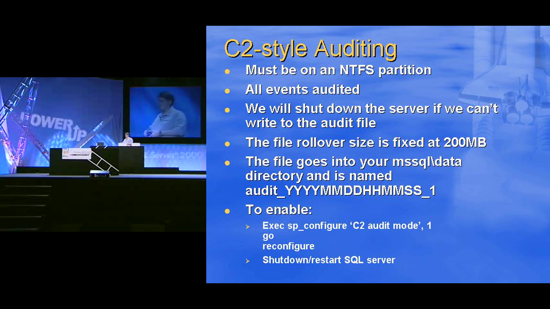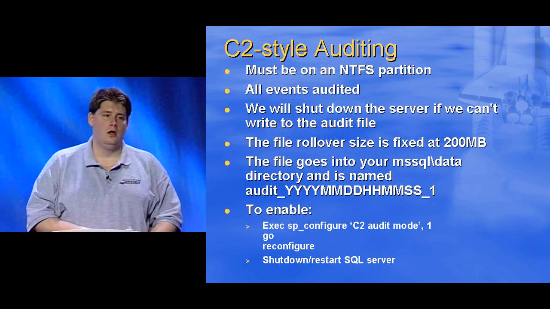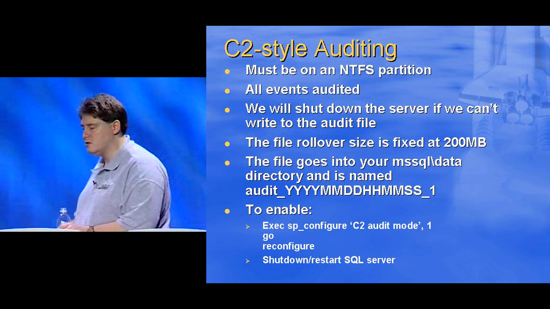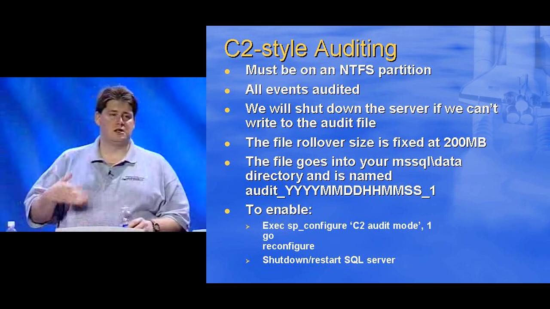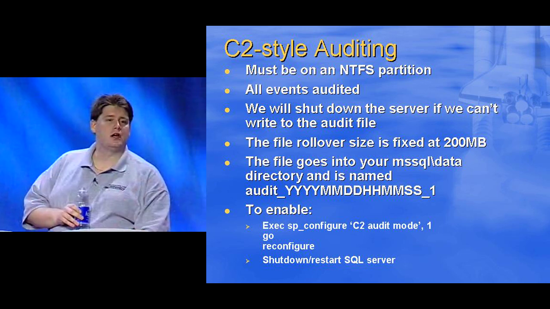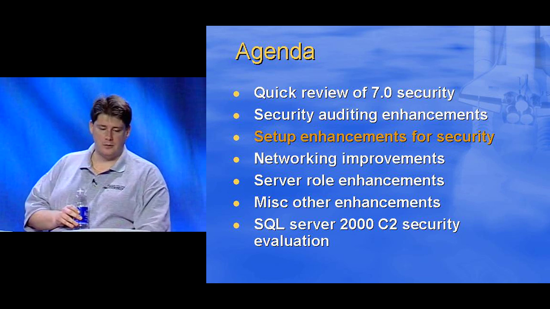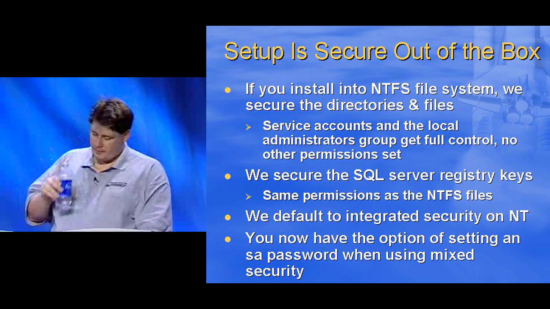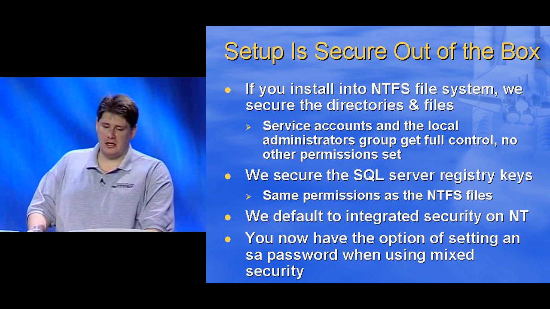Now, why all these restrictions? Because we made it really simple to turn it on or off. sp_configure c2 audit mode, on, or 1, go. And the next time you start SQL Server, you're in C2 audit mode, and everything you ever attempt to do, success or failed, will be audited. So very, very trivial to turn on. We did this implementation as part of our C2 effort on the evaluation of SQL Server 2000. I'll talk about that a little bit later on. So if you want to capture absolutely everything, there is a shortcut, and it's built into the server. So that's our audit mechanism now in SQL Server 2000.